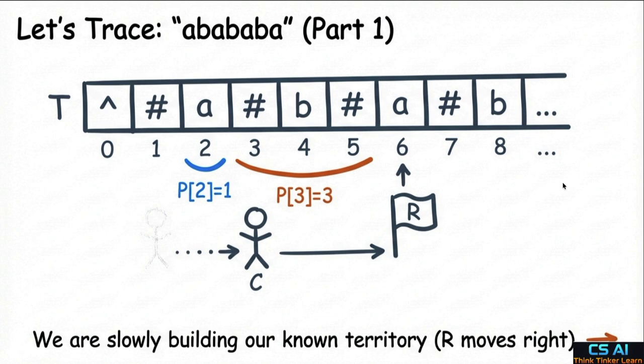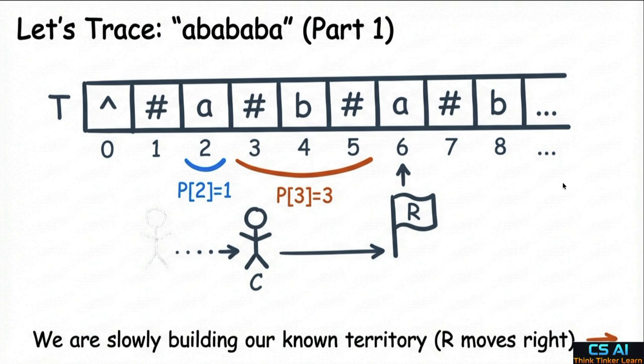We transform it with our sentinels. Early in the string, at index 2, the first A, we find a small palindrome and move out our right boundary R. When we get to index 3, which is the hash, we expand and find the palindrome of radius 3. Our C moves to index 3, and our R flag moves forward to index 6.